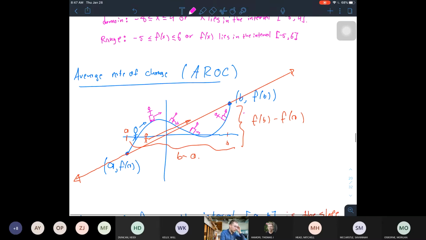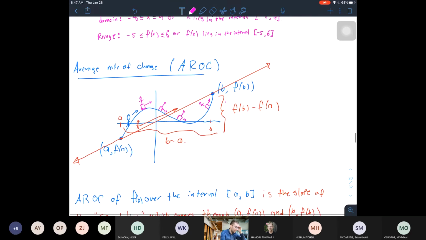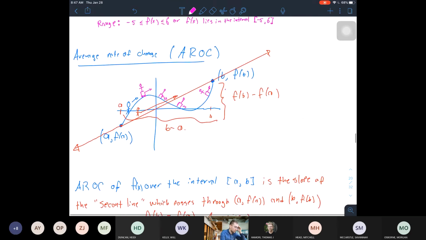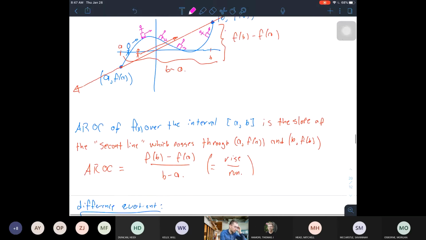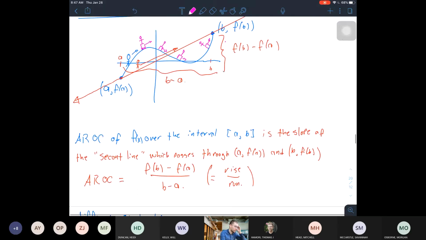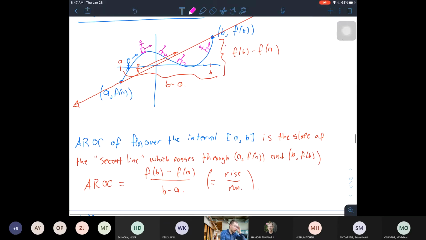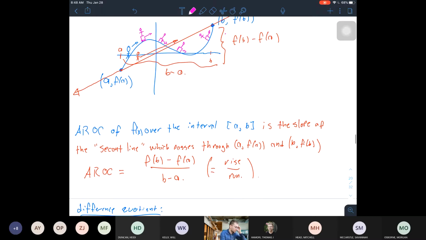Okay, so that's really the best way I can describe average rate of change. It's just the slope of the direct path between those 2 points. And we know how to find the slope of the direct path between 2 points. It's just going to be the rise over the run, right? We went up from f of a to f of b, so the rise was f of b minus f of a. And then the run is just going to be b minus a. So that's how we find that slope.